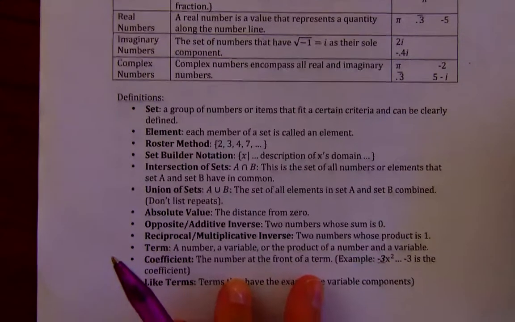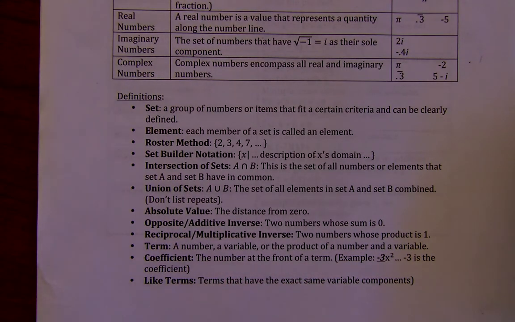Next, we have a group of definitions here. Again, these are terms that I'm assuming you're familiar with, but in the event that maybe you've forgotten or haven't used these terms in a while, we're going to go over them briefly here. A set is just a group of numbers that fit a certain criteria. And then each number or piece to that set is called an element of that set. Now, we can represent sets using roster method or set builder notation. And then we can also look at sets and compare them. So we can look at the intersection of two sets, or what two sets have in common, or the union of two sets, where we just combine all the elements in two sets, or two or more sets.